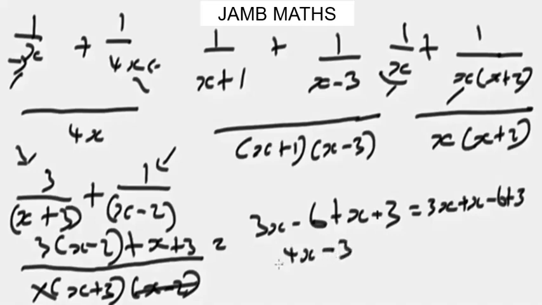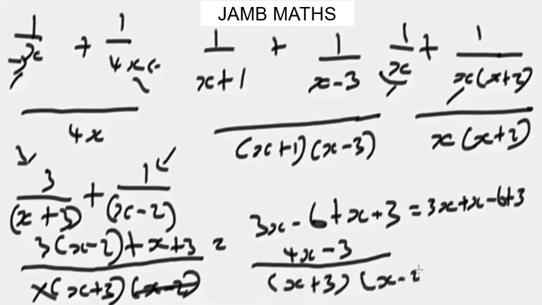All right, once you have done settling the numerator value, simplifying it, you then bring back the LCM. All right, bring back the LCM. The LCM is (x plus 3)(x minus 2). That would be the answer to this kind of problem. It's as simple as that, guys.